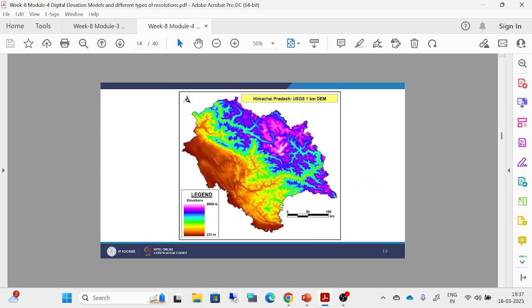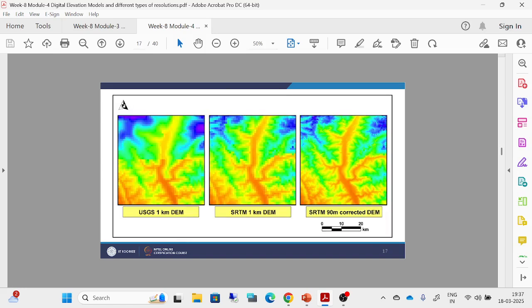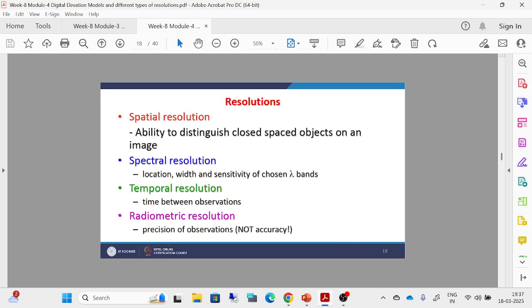This DEM topic has already been discussed, so I don't think that is needed. Anyway, there are different types of resolutions. We have spatial resolution, spectral resolution, temporal resolution, and radiometric resolution. These are different resolutions that are used in remote sensing. Spatial resolution, like I showed in the examples, is the ability to distinguish closely spaced objects on an image, based on the cell sizes or grid sizes.